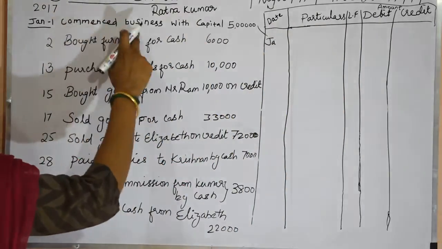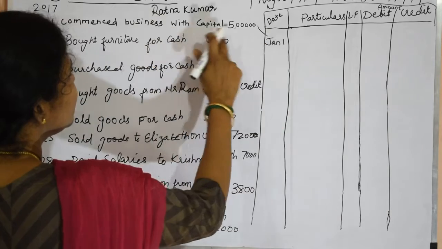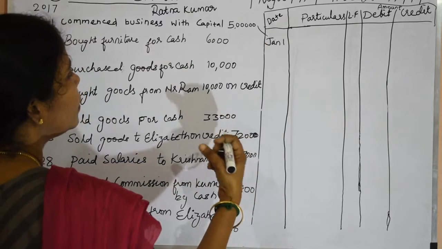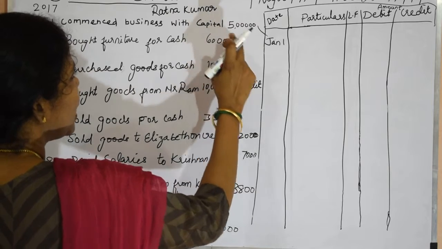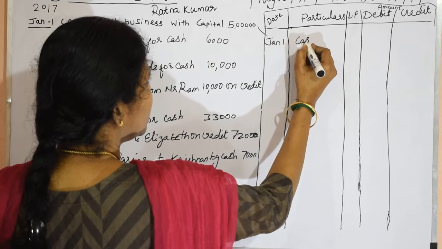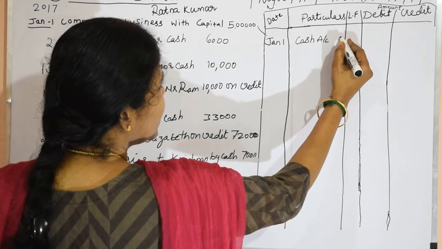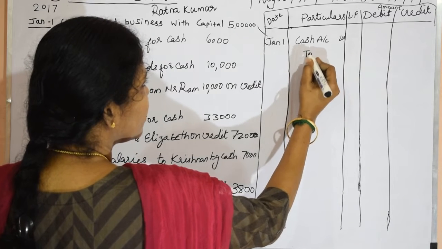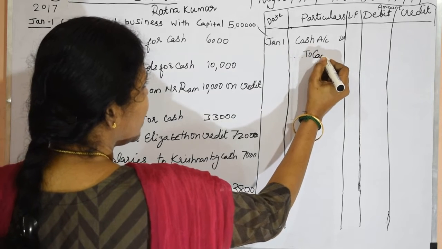So he commenced business with capital 5 lakh. On Jan 1st he is commencing the business with capital, which means he is bringing cash into the business. So cash comes in, and what is he bringing the cash for? For commencing the business, that is capital. So on Jan 1st the entry will be cash account. Here in the right hand corner we have to write Dr, then leave a little space and write To capital account.